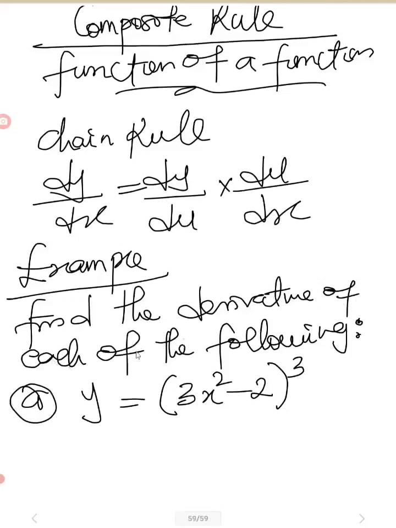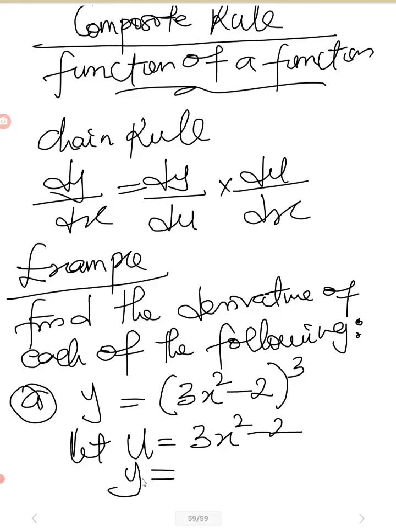Now, find the derivatives of each of the following. This is part a. Why do we call it a function inside a function? This is the question now. y is (3x squared minus 2) all raised to the power 3. You say let u equal 3x squared minus 2. Now, y will not be the same any longer, because you have represented the value here by u. So y will now be u raised to the power 3. If you're able to see, this is function 1, this is function 2. That is why we call it a function of a function.